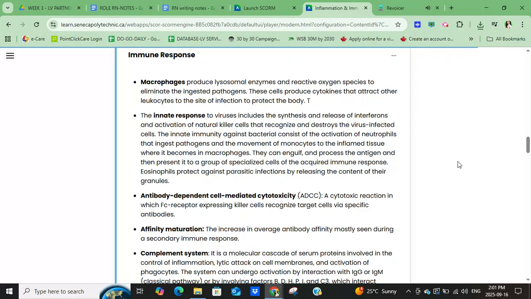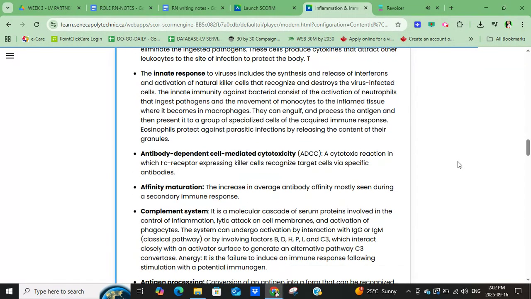The innate immunity against bacteria consists of the activation of neutrophils that ingest pathogens and the movement of monocytes to the inflamed tissue, where they become macrophages. They can engulf and process the antigen and then present it to a group of specialized cells of the acquired immune response. Eosinophils protect against parasitic infections by releasing the content of their granules.